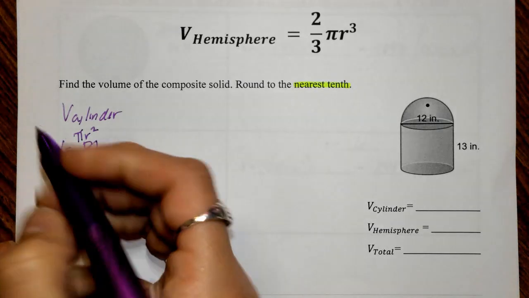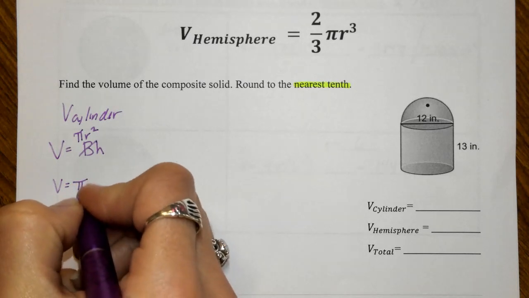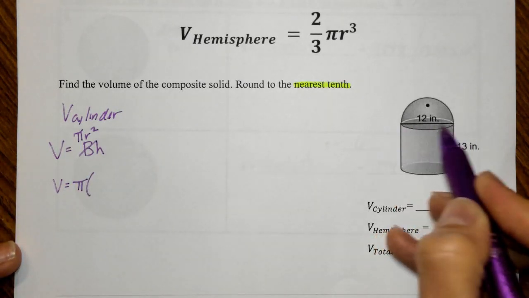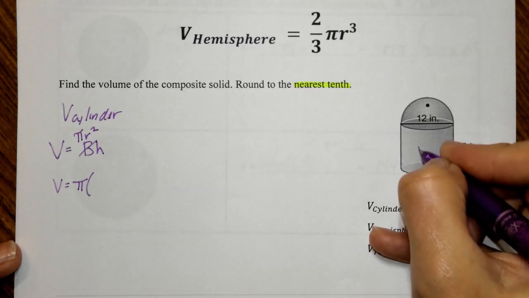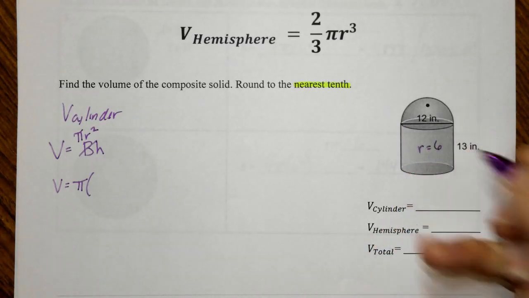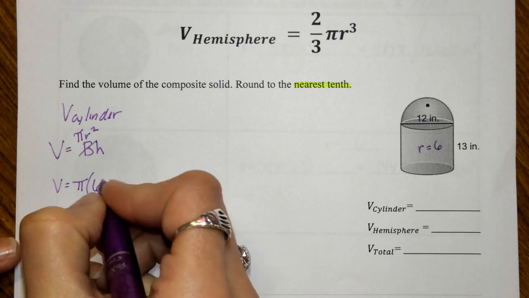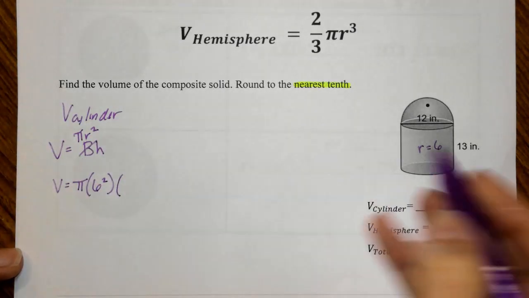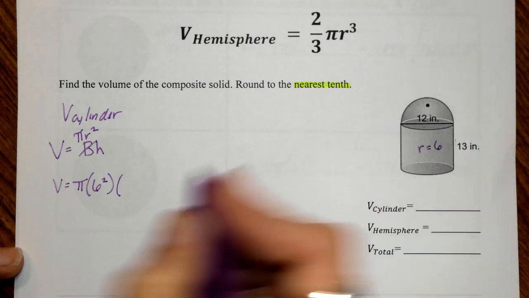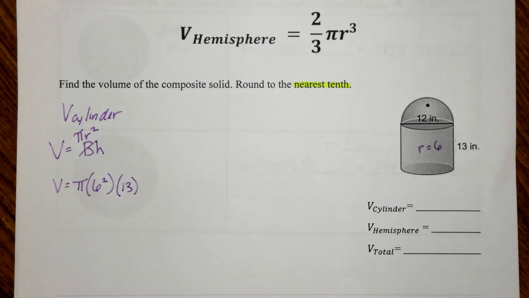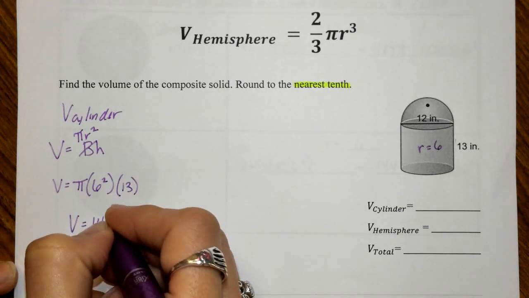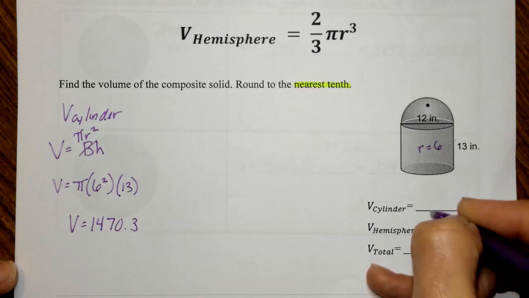So here, we're going to have pi times, go to the cylinder. The cylinder's diameter and the hemisphere's diameter are both 12, so the radius is going to wind up being 6. So we have pi times 6 squared, we're back at r squared, times the height of the cylinder, 13. We're going to slap everything into the calculator, round to the nearest tenth. We're going to get 1,470.3.